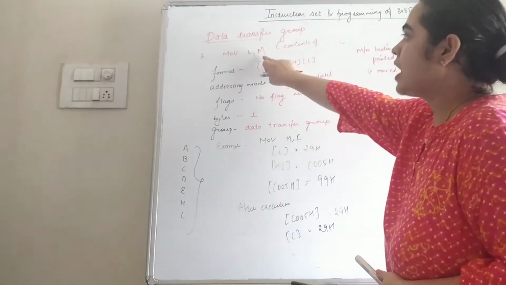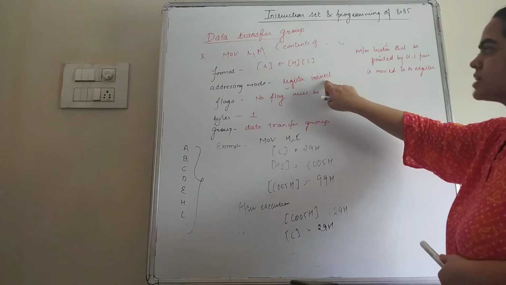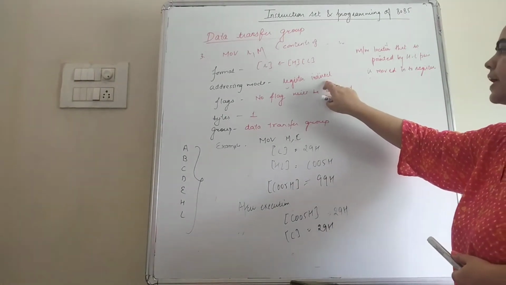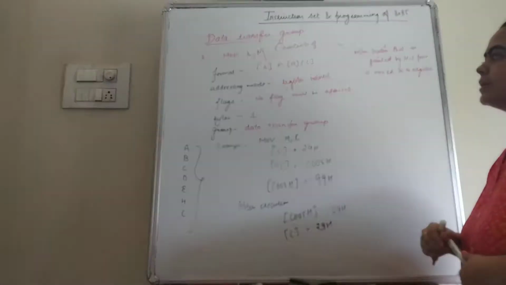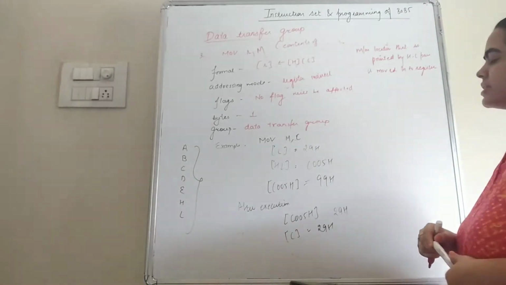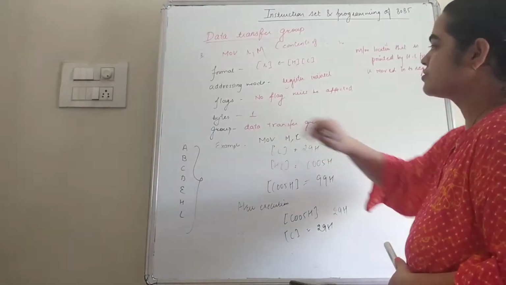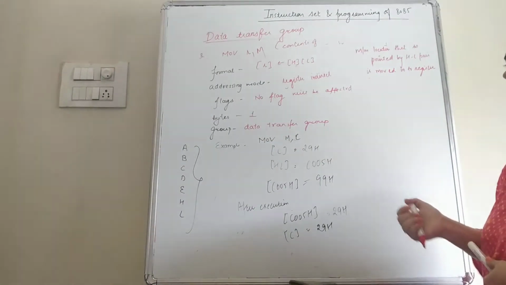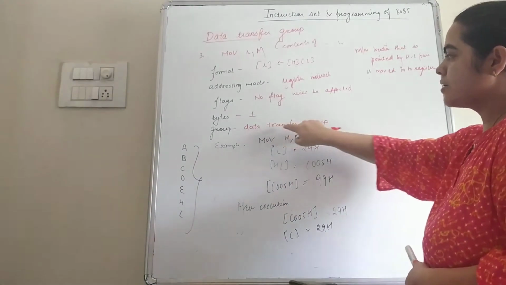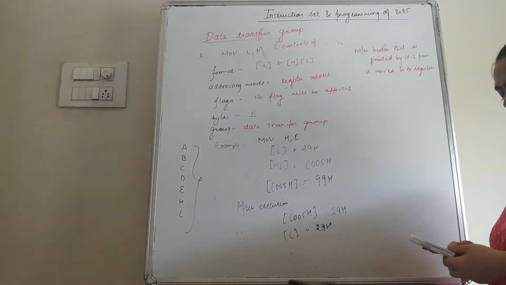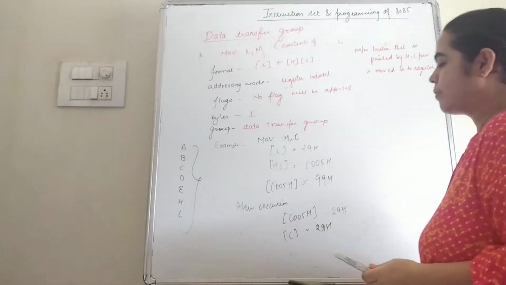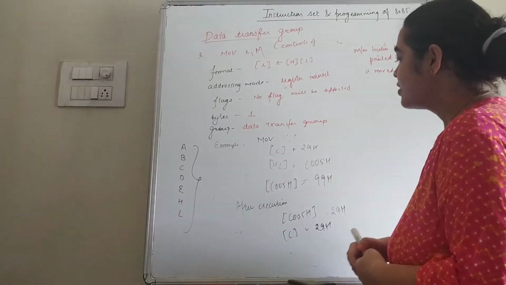Here again we have M in the instruction, which means the addressing mode is register indirect. Flags: no flag will be affected because this is a data transfer instruction. Bytes: 1 byte is occupied by this instruction, and it comes under the data transfer group. Now we can see it with the help of an example.